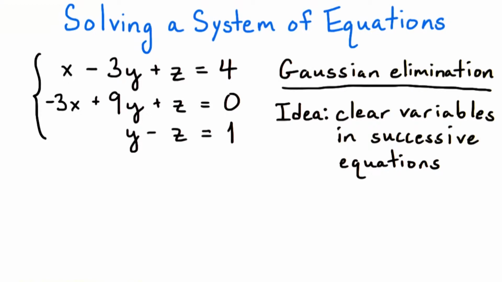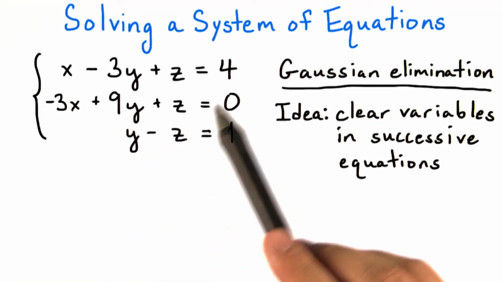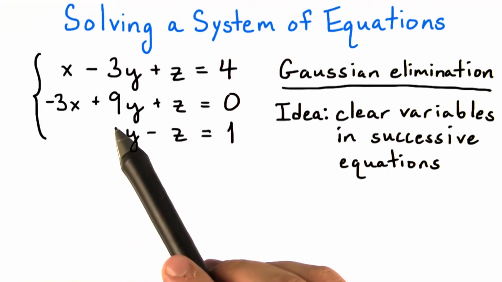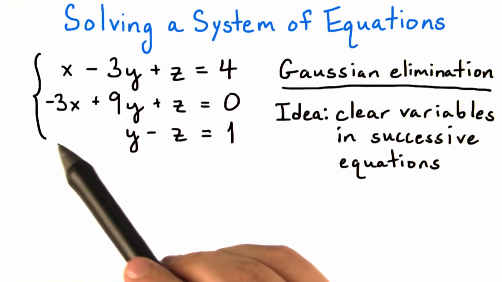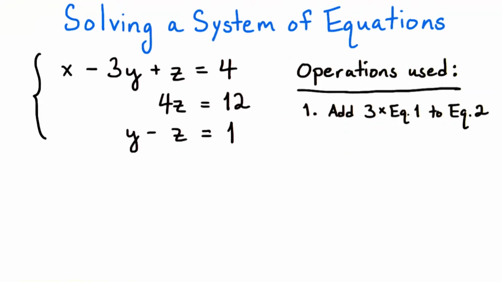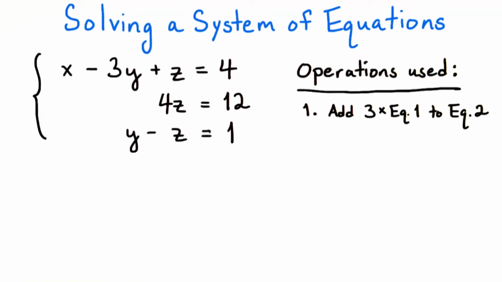We can do this by adding or subtracting appropriate amounts of an equation from all equations underneath. Let's look at this example system. x minus 3y plus z equals 4, negative 3x plus 9y plus z equals 0, and y minus z equals 1. In order to clear the x term from the second equation, we can add 3 times the first equation to the second. Remember that adding or subtracting multiples of equations is a valid operation. This transforms the second equation into 4z equals 12.